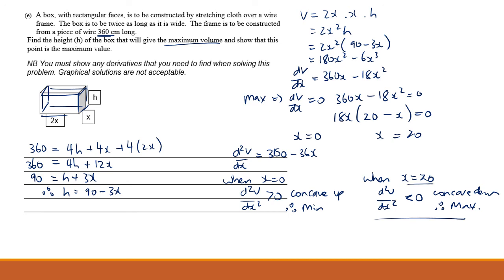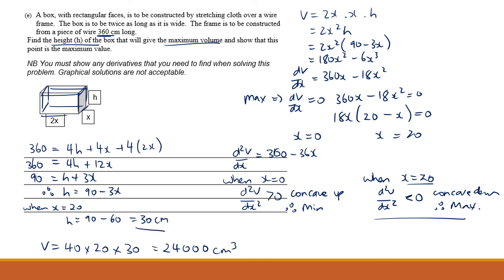The question says find the height of the box. Well, the height of the box, when x equals 20, height is 90 minus 60, which is 30. Okay, there's my answer. If I want to be extra special, I'm not sure you have to, the volume of the box is 40 times 20 times 30, which is 24,000 centimeters cubed. That should be centimeters cubed as well.